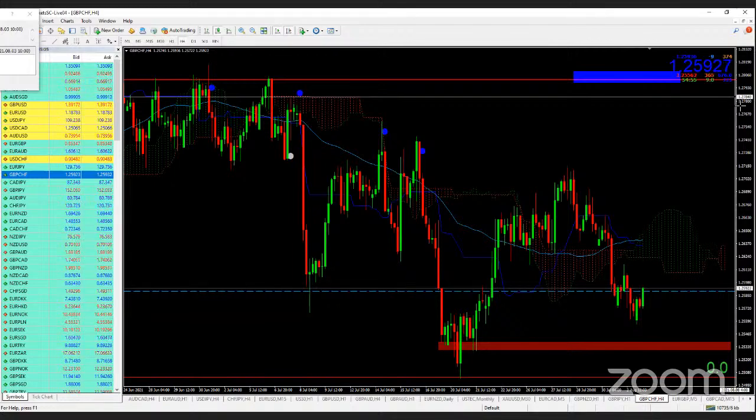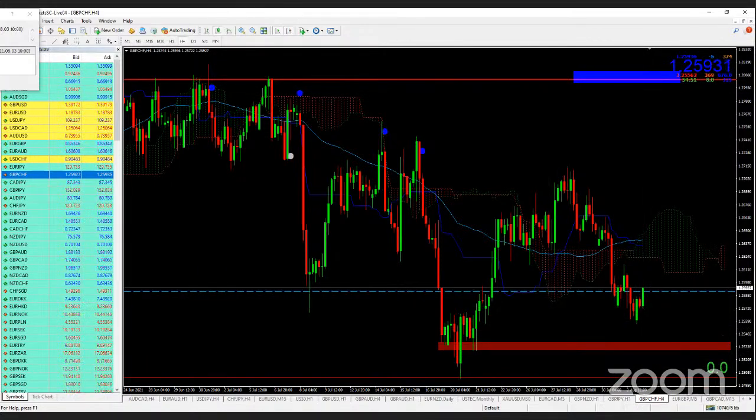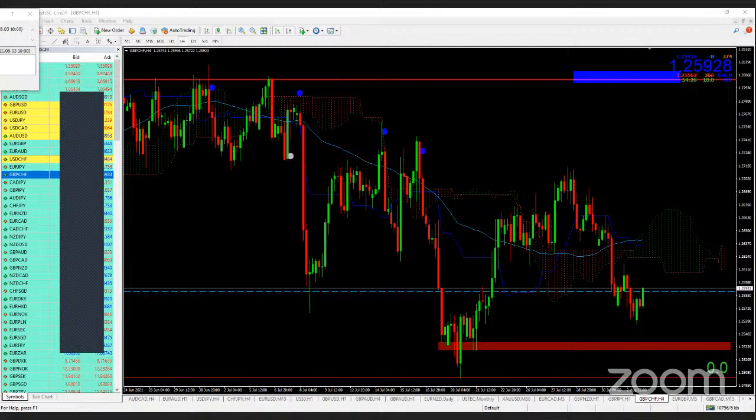So I'm going to jump in this trade now, guys. This is pound CHF for a buy, and I'll tell you where my levels are for stop loss and take profit. I'm jumping in this trade now for a buy.